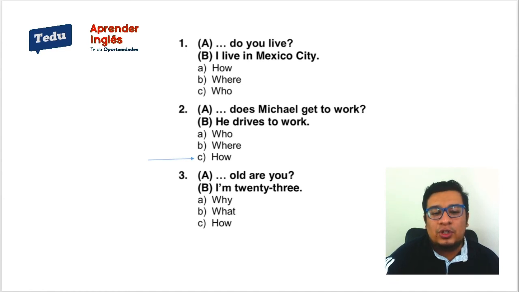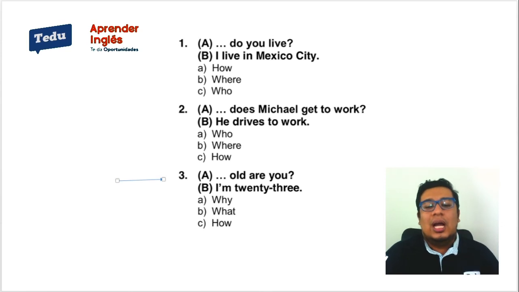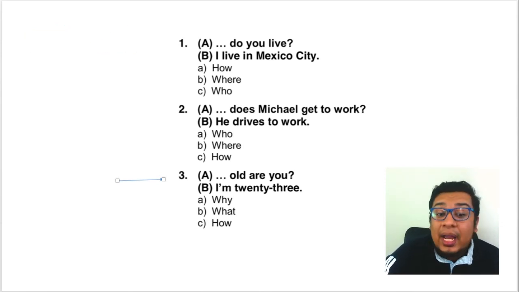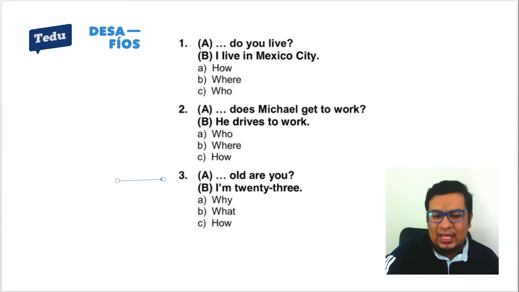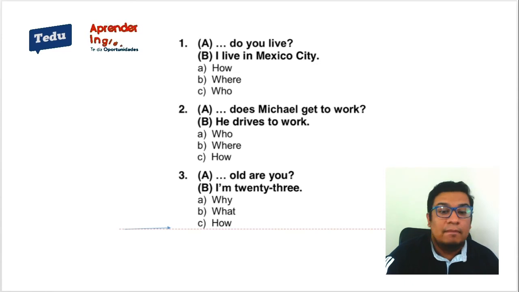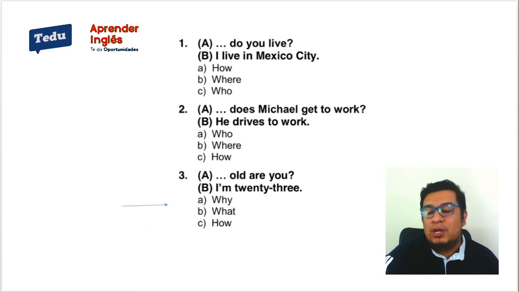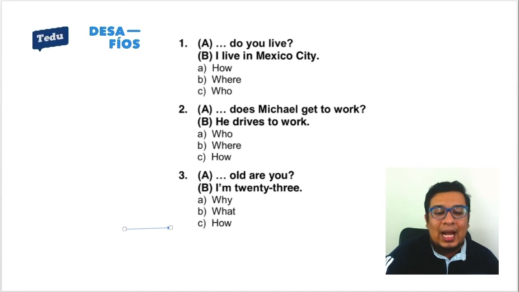So now we got question 3. Question 3 here is how or why or what old are you? I'm 35, 33. ¿Cuál podría ser la opción correcta acá para la pregunta? Podría ser ¿por qué? ¿Qué? ¿O cuál? ¿O cuánto? ¿O cómo? What will be the best option? The best correct option is how. How old are you?